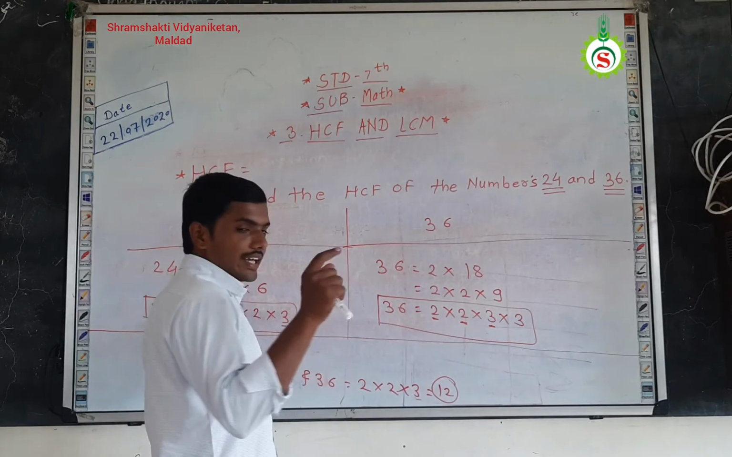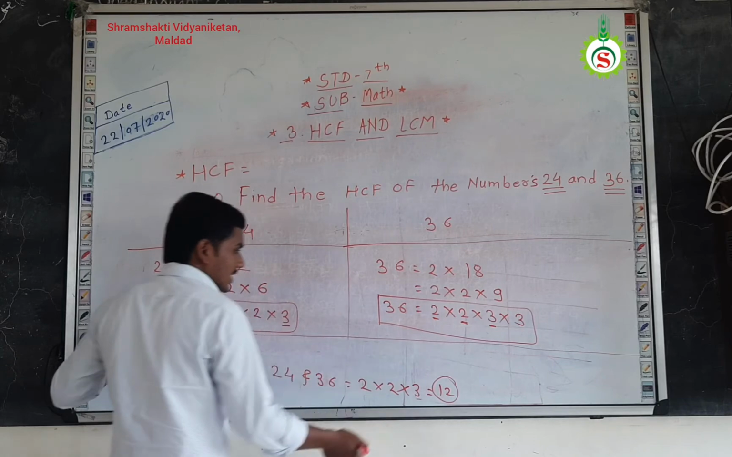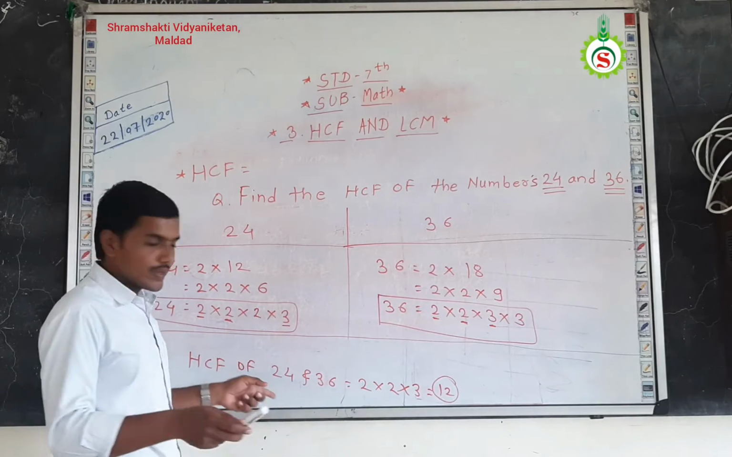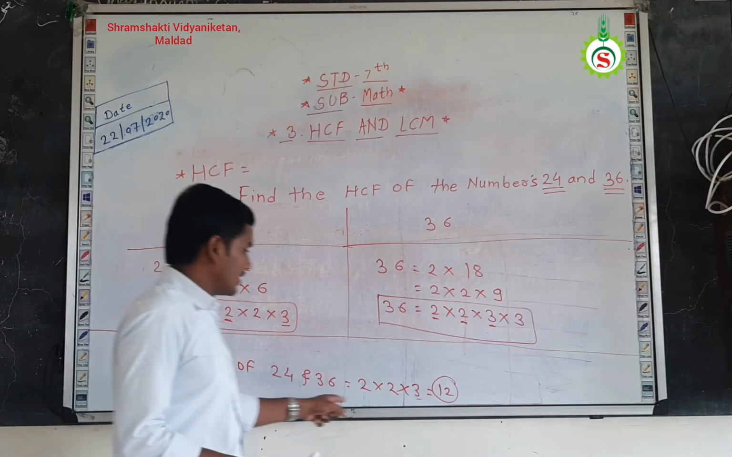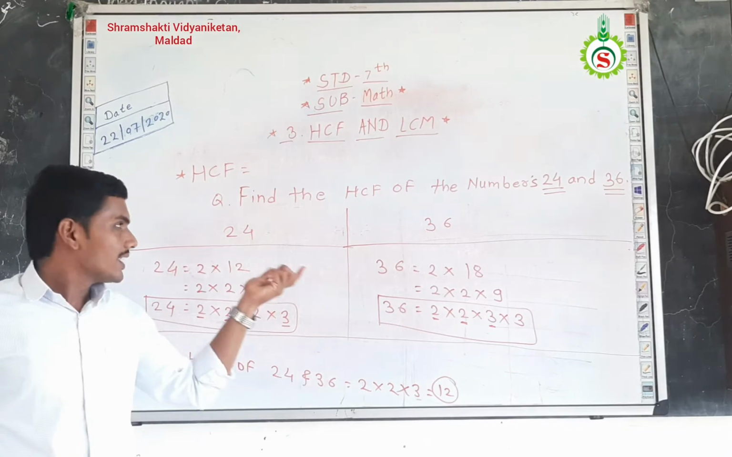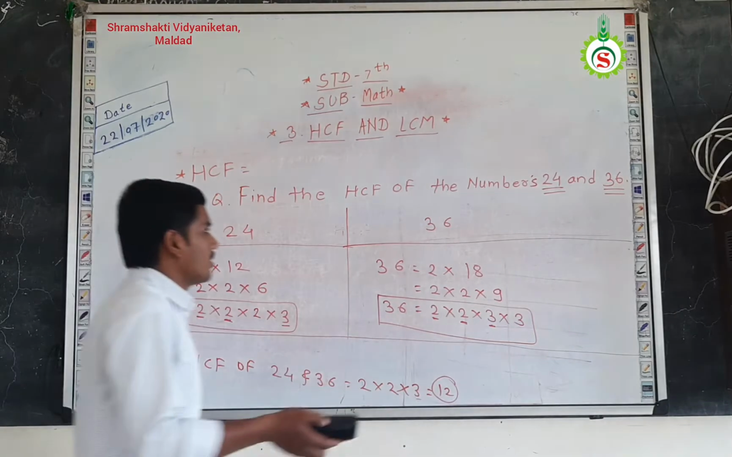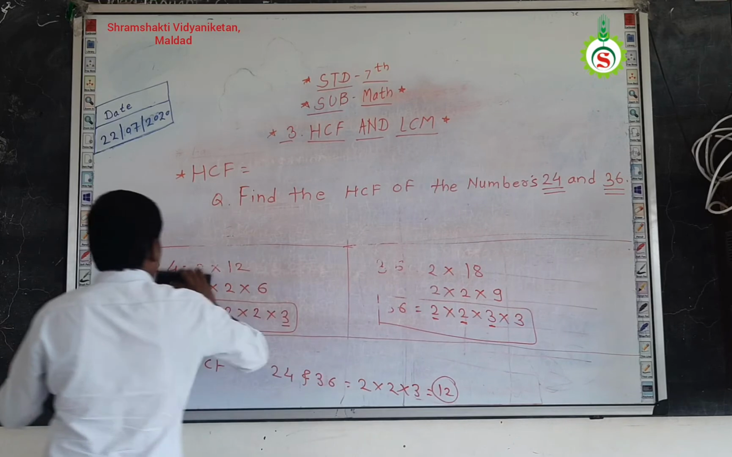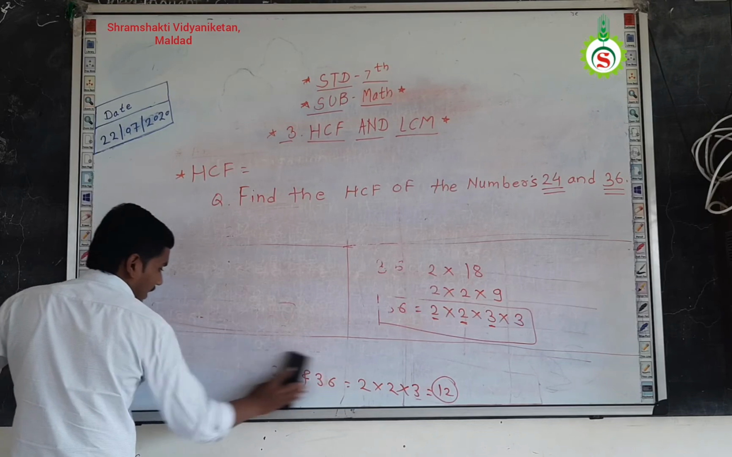Horizontal method, you can take it by the vertical method also. Once I have found the factors, I find which factors are common between both the numbers. Then I take the multiplication of those common factors, and the answer is the HCF of the given numbers. That is the simple method for finding the HCF. I hope all of you understand that example of how to find the HCF of both numbers by the factorization process.